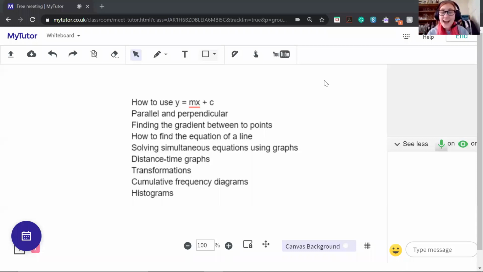And finally, histograms. This was where you plot the measure against the frequency density, and then the area is the frequency. It looks more like a bar chart type structure, where you've got bars of different widths and different heights going along.